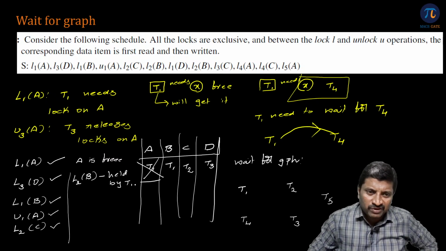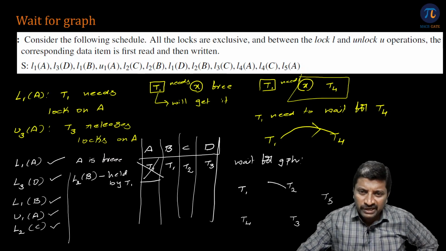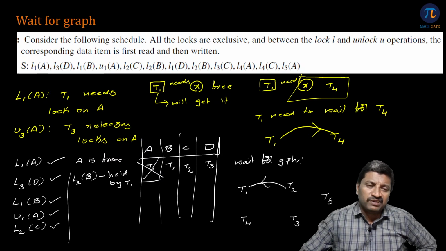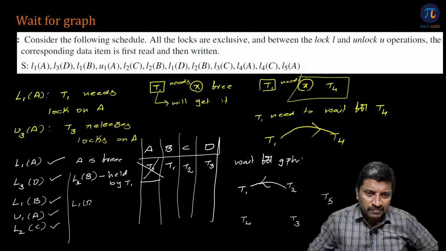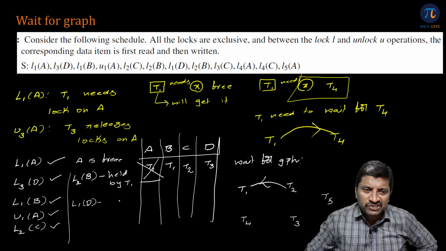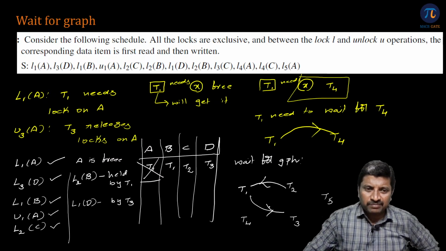Held by T1. So T2 needs T1. Our T2 is waiting for T1. Then L1 of D. Is D free, sir? No. D is held by T3. So T1 needs to wait for T3.